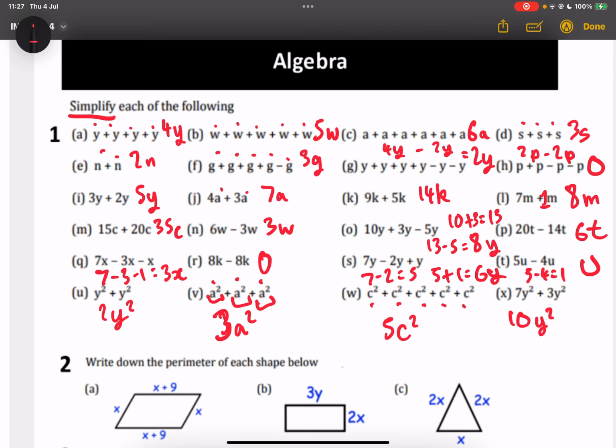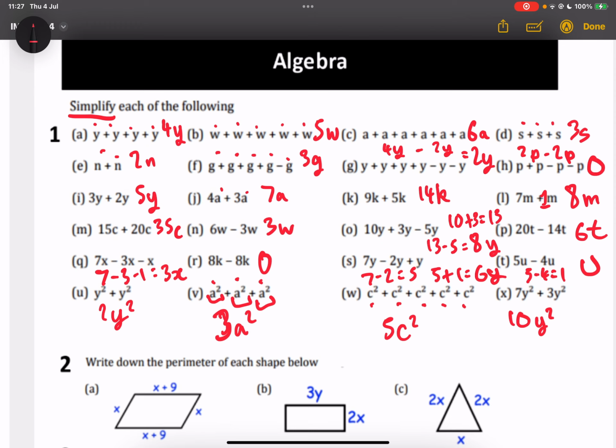Next is 9. The cost of hiring a car for a number of days is calculated using the formula: hire cost is 30 times the number of days plus 50. So we have to calculate the cost of hiring a car for 4 days. This is going to be 30 times 4 plus 50. We have to use our BODMAS for this one, so we multiply first. 30 times 4 is 120, plus 50 is 170. So the answer to 9A is £170.